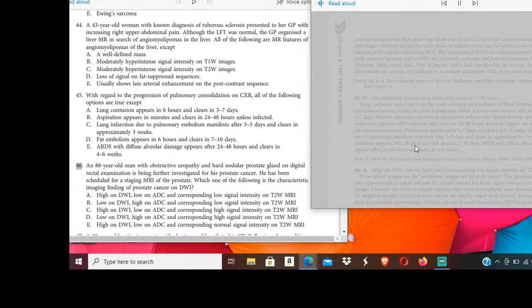Aspiration appears within minutes and clears in 24-48 hours unless it triggers an infection with subsequent pneumonia. Pneumonia appears after 5-7 days and clears in 2-4 weeks. Lung infarction due to pulmonary embolism manifests after 3-5 days and clears in approximately 3 weeks. Fat embolism appears after 24-48 hours and clears in 7-10 days. ARDS with diffuse alveolar damage appears after 24-48 hours and clears in 6 weeks.